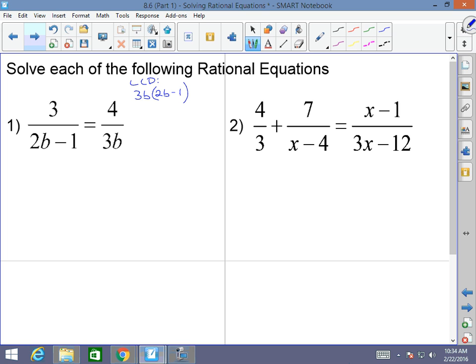Okay? Now, what am I going to multiply? Step 2. Actually, let's do it like this. This is step 1. Find the LCD. Step 2.